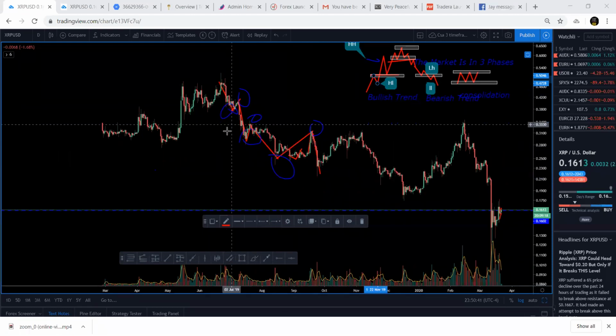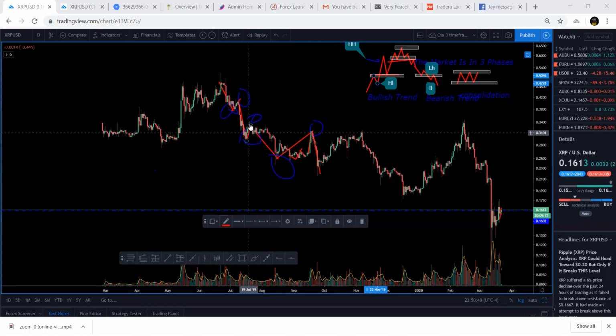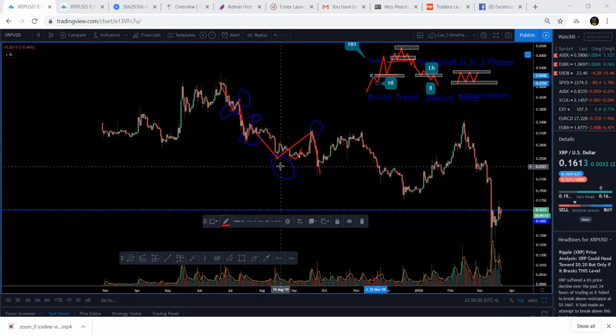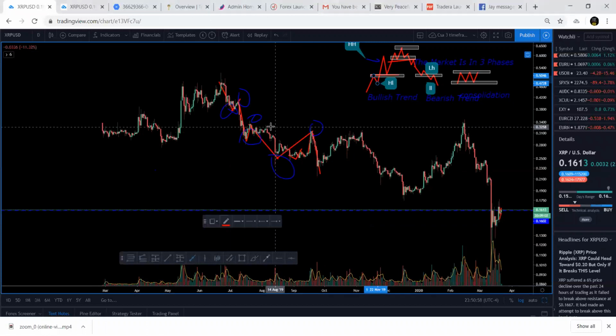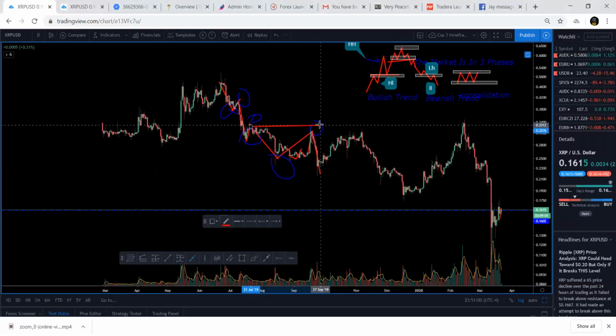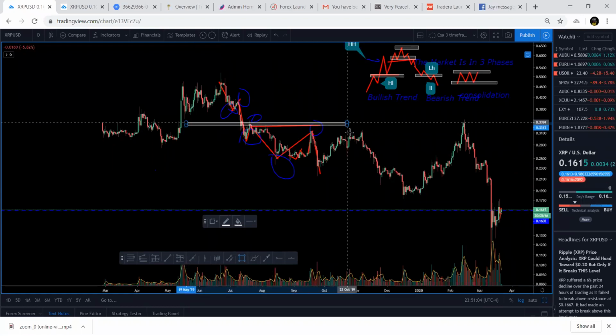So we have the lower low followed by a lower high, lower low followed by a lower high, lower low followed by a lower high. If we notice, we never did break the previous structure. So we never broke this previous structure here.